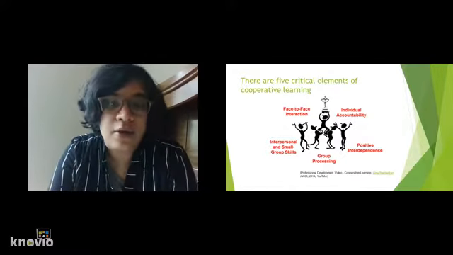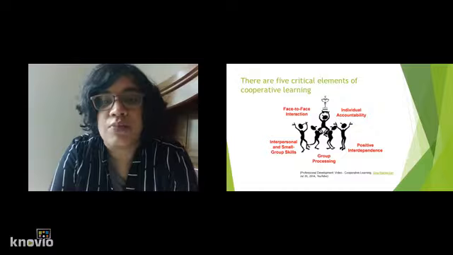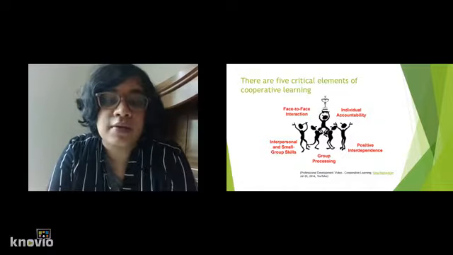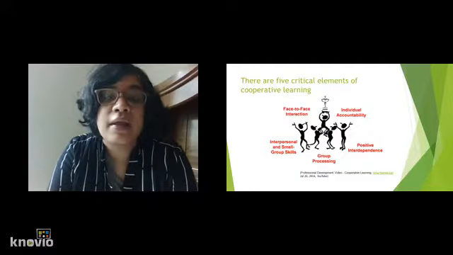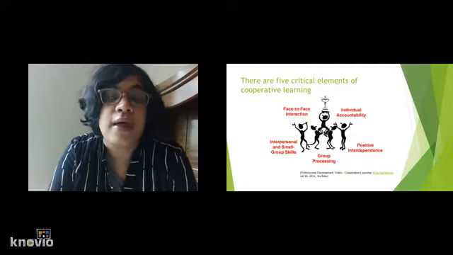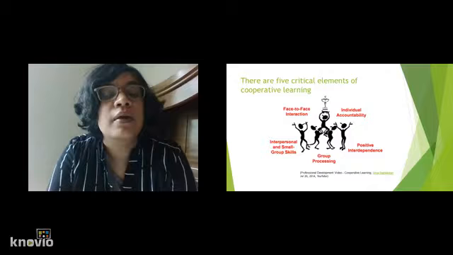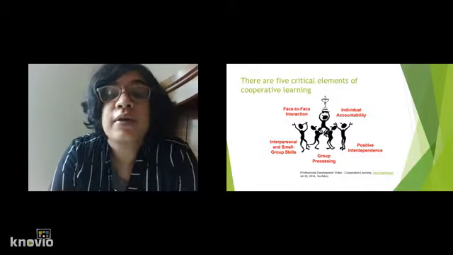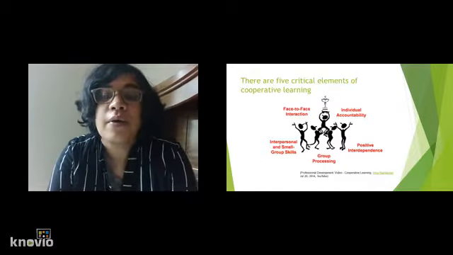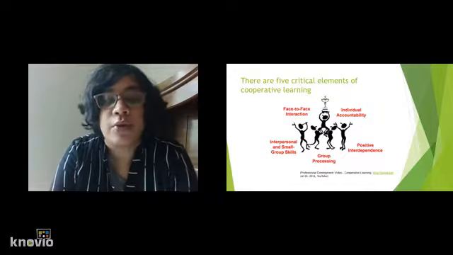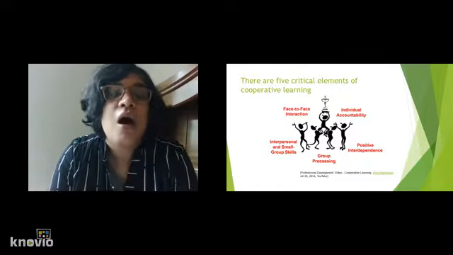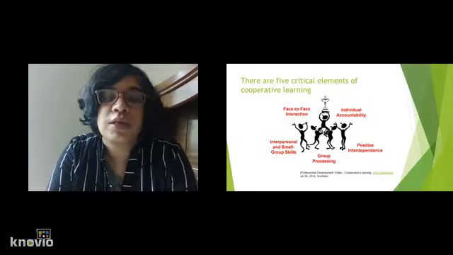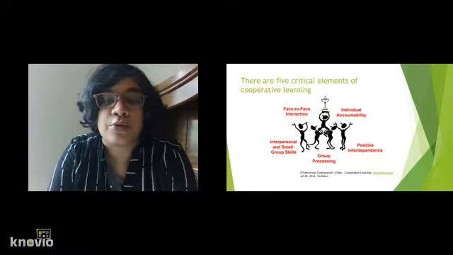Group processing. With group processing, each member of the group needs to feel free to communicate openly with each other and express concerns as well as celebrate accomplishment. The group should regularly discuss how well they are achieving their goals and maintaining effective working relationships. All of these elements should be taught and discussed throughout the school year.